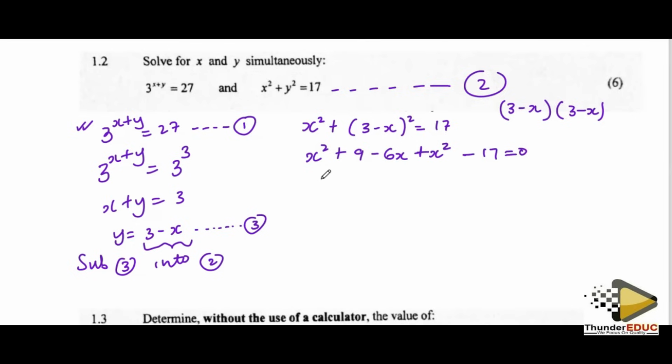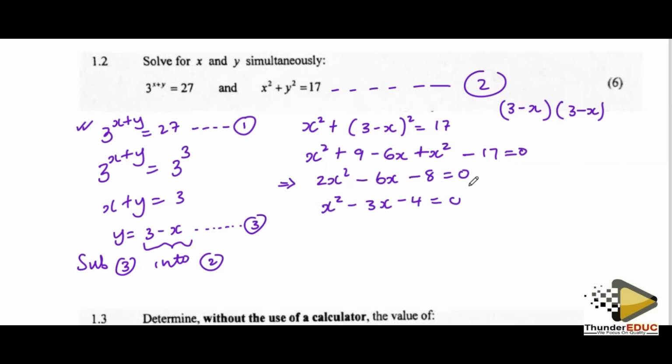Then when I group and collect my like terms, I'm going to have 2x squared. I know that plus 9 minus 17 is negative 8. Okay, so I have minus 6x. Then I say this is negative 8 is equal to 0. I can choose to divide through by 2, so that I have my x squared minus 3x minus 4 is equal to 0.